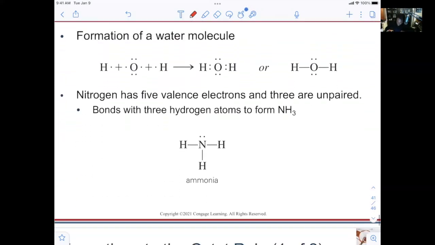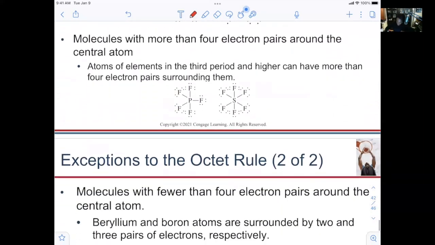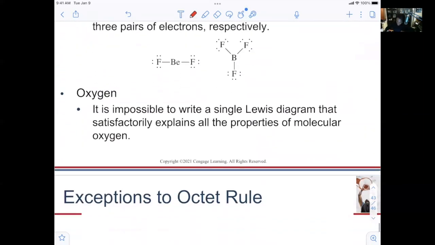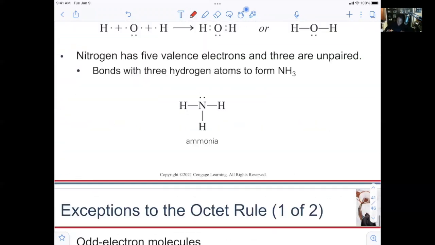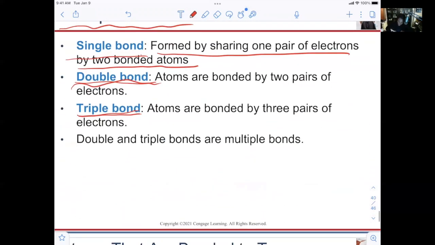So they should show us here how to make these multiple bonds. Oh, they do. Okay, great. Okay, so what I'm going to do is show you real quick here.